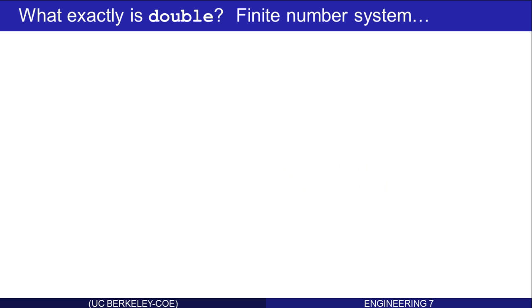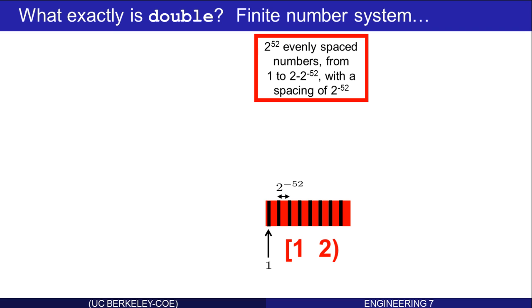With that introduction to finite number systems, let's talk about what the double class is in MATLAB. It's a finite number system, and here we can describe exactly what numbers it can represent. First, there's 2 to the 52 evenly spaced numbers from 1 to 2 minus 2 to the negative 52, and there's a spacing between them of exactly 2 to the negative 52.